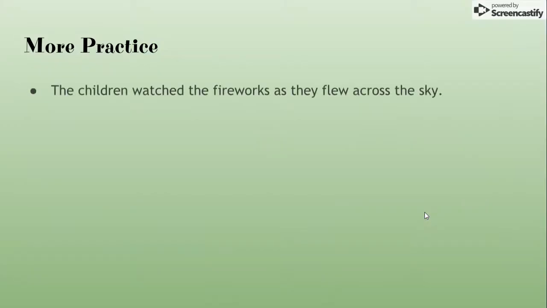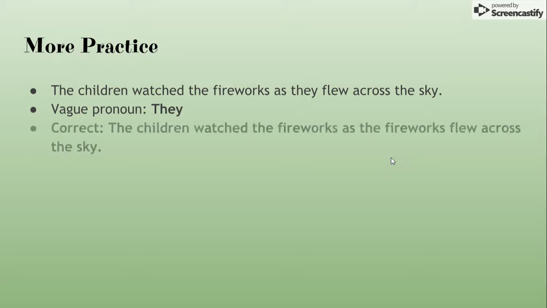Let's look at a couple more. The children watched the fireworks as they flew across the sky. Now, this one's kind of funny because if we read it incorrectly, what's flying across the sky? Not the fireworks, but the children. So we have they, and they could be the fireworks or the children. So they is the vague pronoun. Now to fix it, to make it not vague, to make it clear, clear is the opposite of vague, we would say the children watched the fireworks as the fireworks flew across the sky. Or you could even just say the children watched the fireworks soar across the sky. That way we avoid that uncertainty.